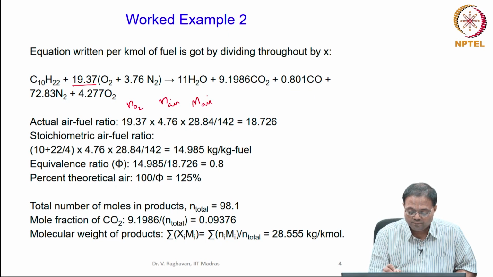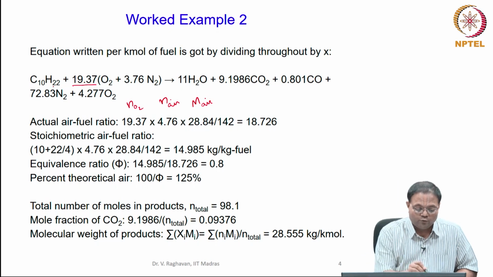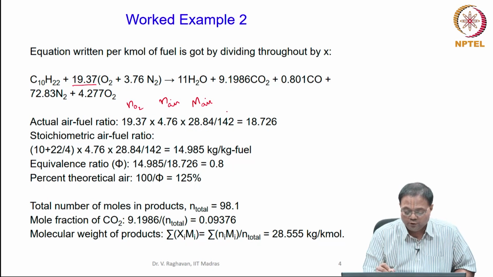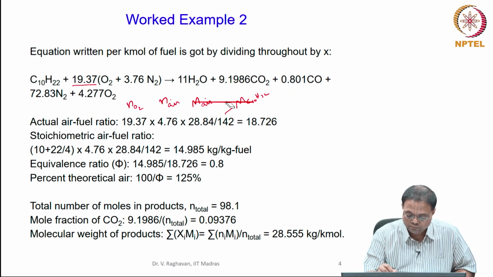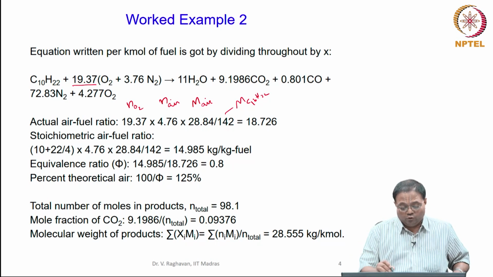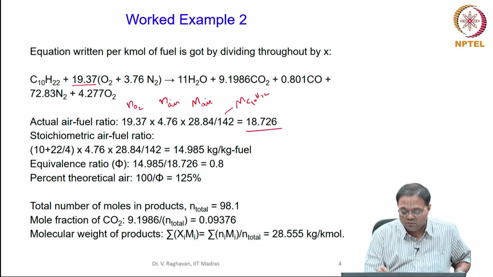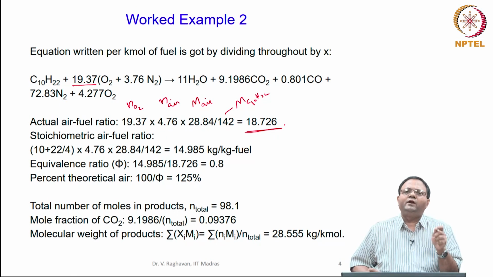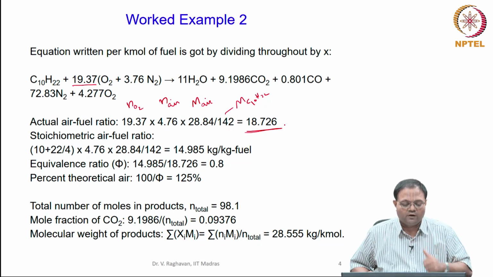Okay. So now divided by the molecular weight of fuel, which is 10 times 12 plus 22. So 120 plus 22, this is the molecular weight of C10H22. Okay. So now it will be 18.726. So obviously we know that approximately 15 kilogram of air is required to burn 1 kg of hydrocarbons like C10H22.